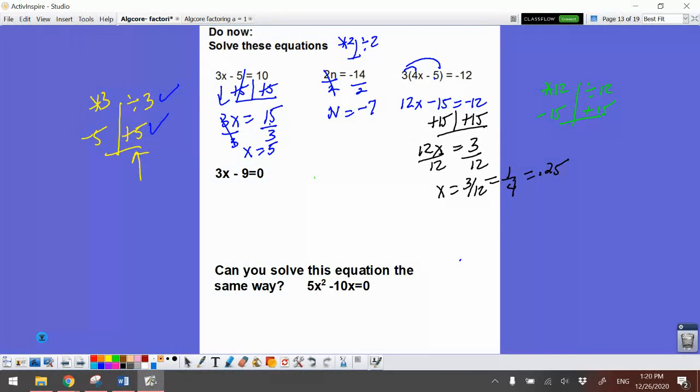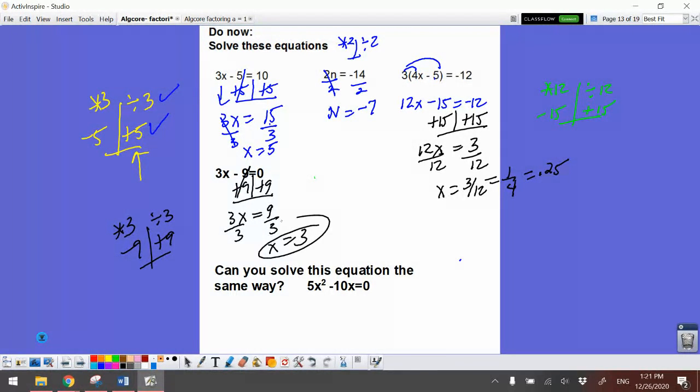Now, the way that I solve this equation is the same way I would solve all of these. I know that this is times 3 minus 9, so the first thing I have to do is move the 9. So I'm going to add 9, and I get 3x equals 9 because that goes away. Divide by 3, and x equals 3.